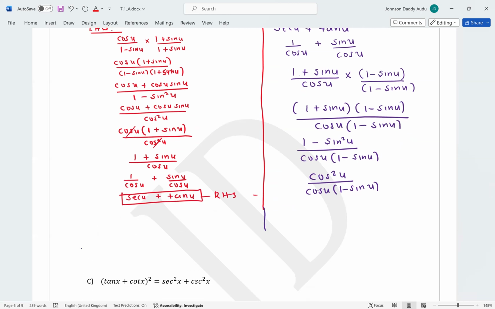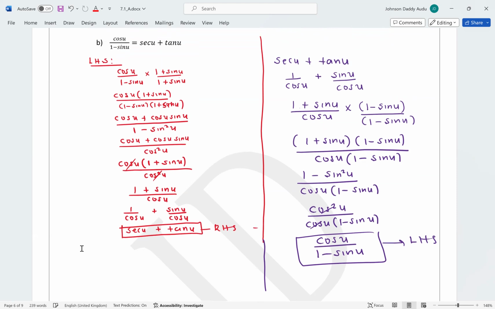So here now, we can reduce one cosine. One cosine will go with one cosine. So you have cosine of u over 1 minus sine of u. And you can see that this is the what? This is the left-hand side.